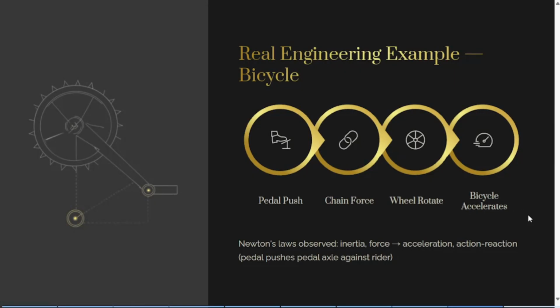Let's see how these concepts work together using a bicycle. When a rider pushes on the pedals, they apply a force. The force travels through the chain and causes the wheel to rotate. As the wheel rotates, the bicycle accelerates forward. Newton's first law explains why the bicycle tends to keep moving once it's in motion. Newton's second law explains how the rider's force causes acceleration. Newton's third law appears when the tires push backward against the ground and the ground pushes the bicycle forward. This simple example shows how physics and engineering work together in everyday machines.